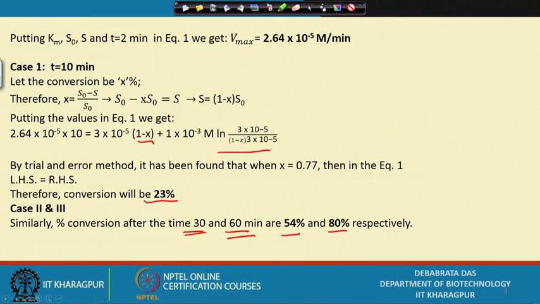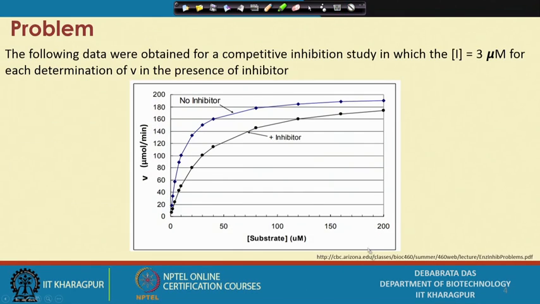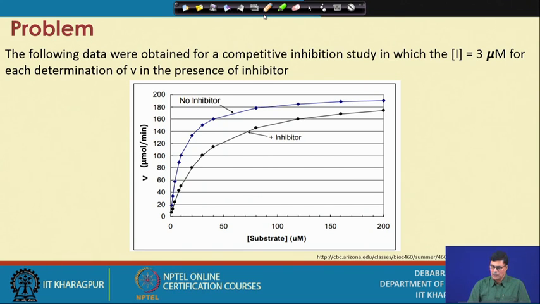Now the next problem that I am going to discuss: the following data were obtained for a competitive inhibition study, in which I is the concentration of inhibitor and is equal to 3 micromolar, for the determination of the value of V in the presence of the inhibitor.